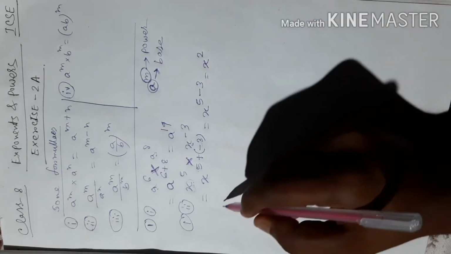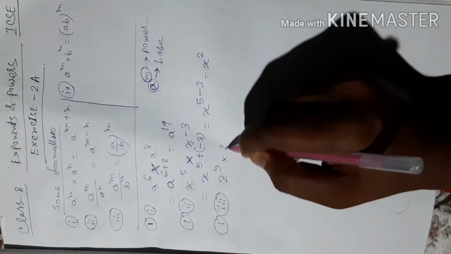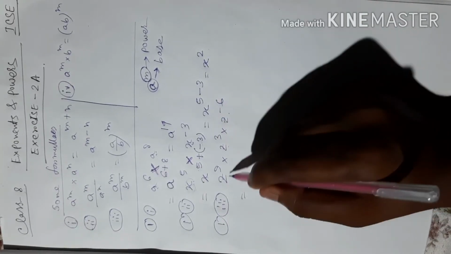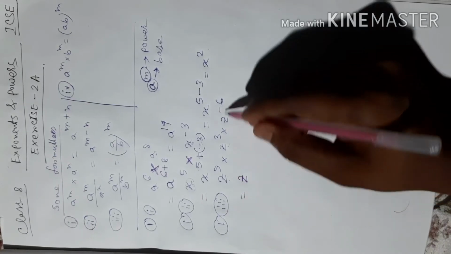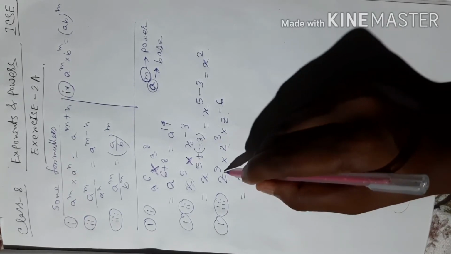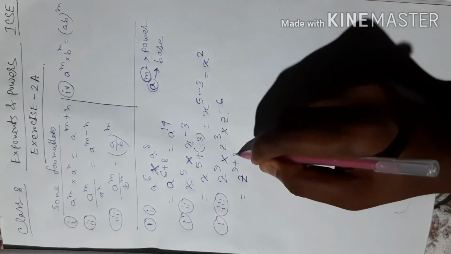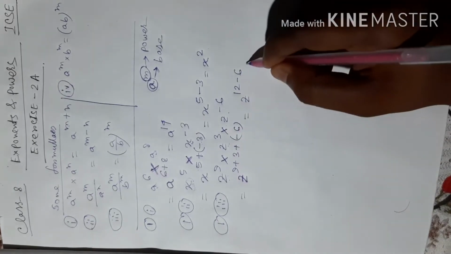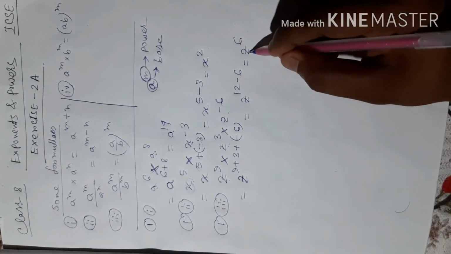This is the answer. Third math: z to the power 9 multiplied by z to the power 3 multiplied by z to the power minus 6. Here the bases are the same, we write one base, any one base. The base is the same and the multiply sign is there, so the power must be added. So z to the power 6 is the answer.